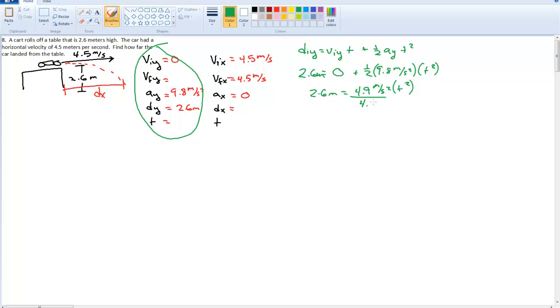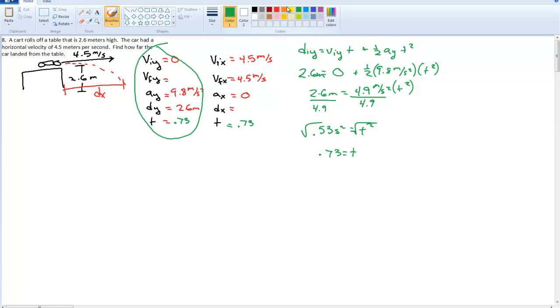Divide each side by this 4.9. 2.6 divided by 4.9 is equal to 0.53 second squared equals t squared. Take the square root, and we get that 0.73 equals t. All right, so I'm going to take that 0.73. It's the same for both.